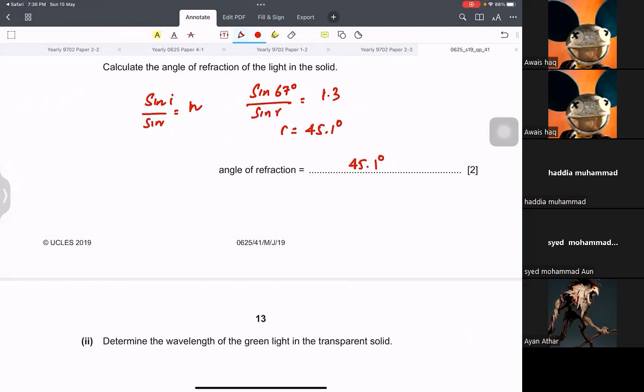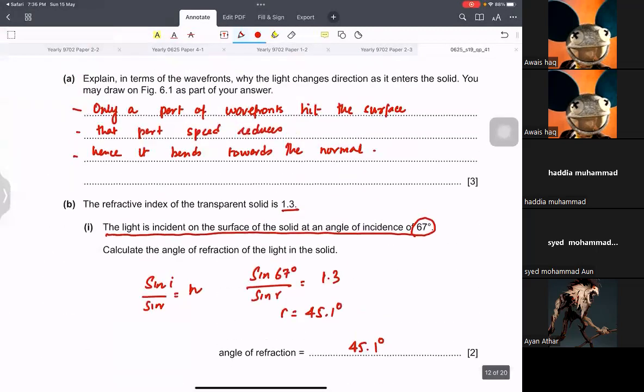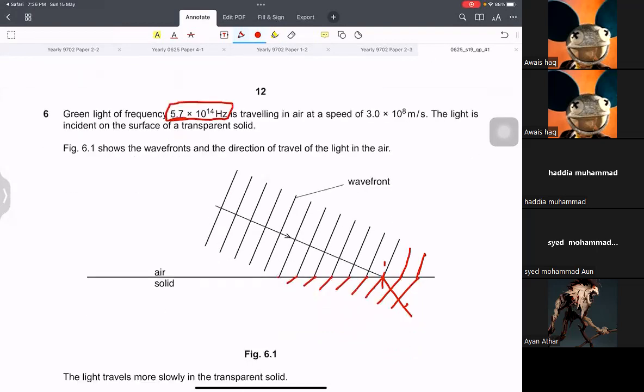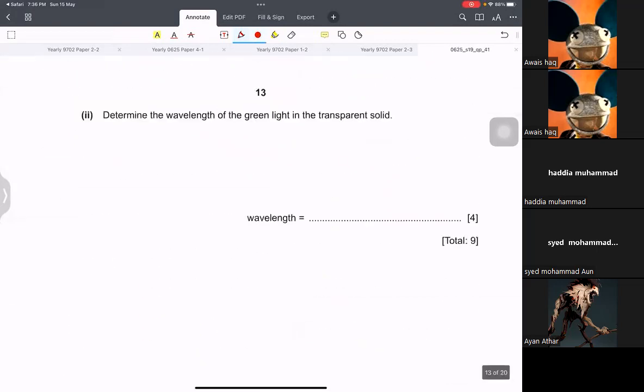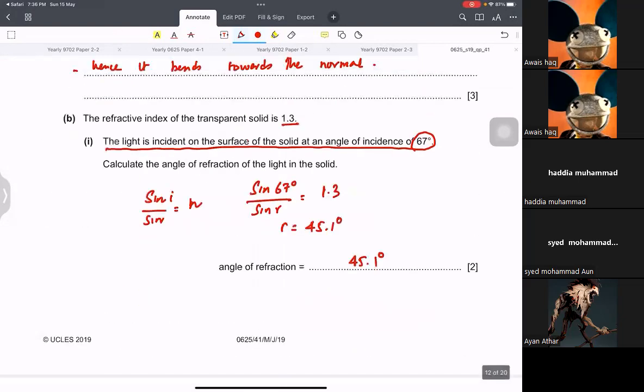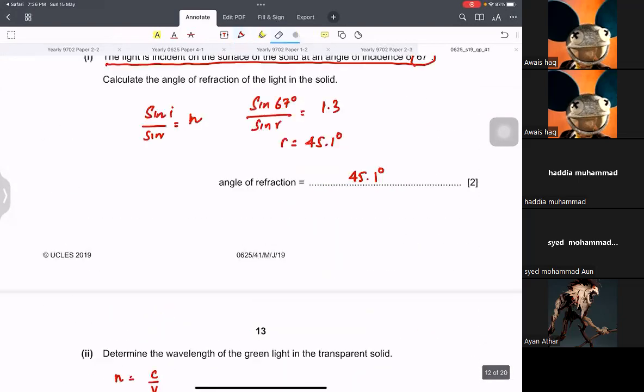Now it says determine the wavelength of green light in the transparent liquid. So we have the frequency. We don't have the speed, but we can find the speed, I think. So refractive index equals speed of light over speed in medium. It's 1.3. This is 3.0 times 10 raised to 8. I believe that is the speed. Okay.